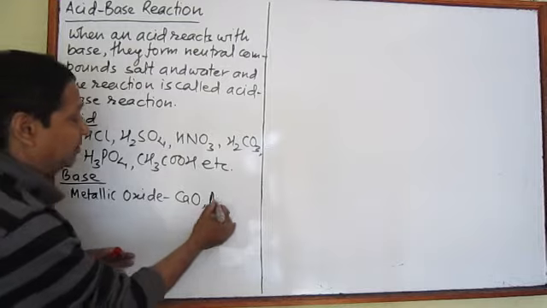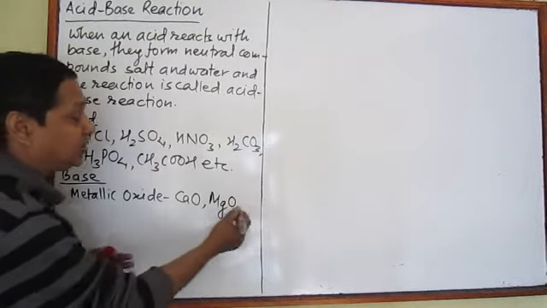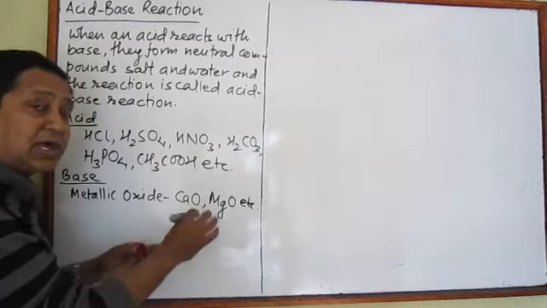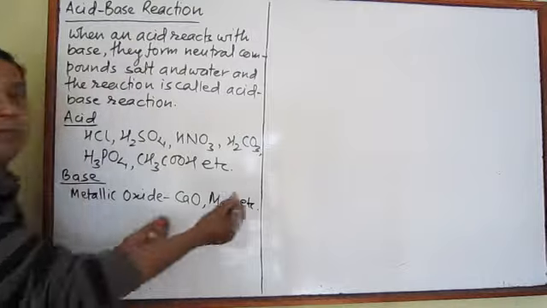In the same way, magnesium oxide. Magnesium, metal and oxygen combined. That's why this is base, etc. Maybe sodium oxide, potassium oxide, zinc oxide, iron oxide, aluminium oxide. If metal is combined with oxygen, that is base.